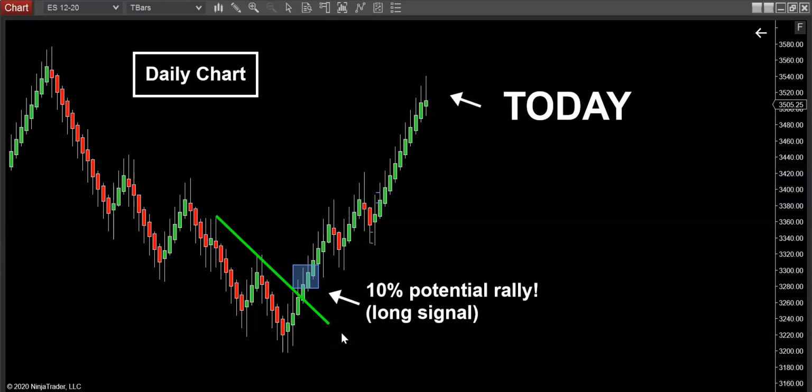I'm going to show you how by simply drawing a trend line on your chart, you can potentially generate massive winners just like this at the expense of retail traders. All right, let's do it.